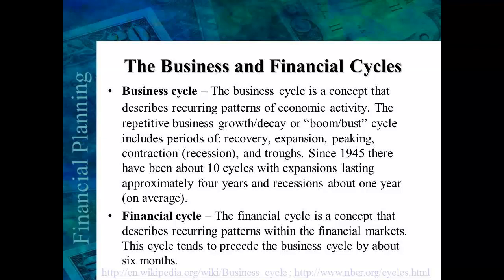The business cycle is a concept that describes recurring patterns of economic activity. The repetitive business growth decay or boom-bust cycle includes periods of recovery, expansion, peaking, contraction or recession, and troughs. Since 1945, there have been about 10 cycles, with expansions lasting approximately 4 years and recessions about 1 year on average. The financial cycle is a concept that describes recurring patterns within the financial market. This cycle tends to precede the business cycle by about 6 months.